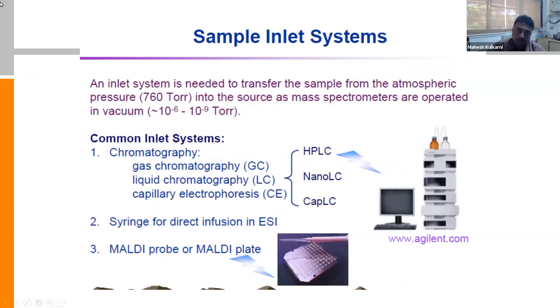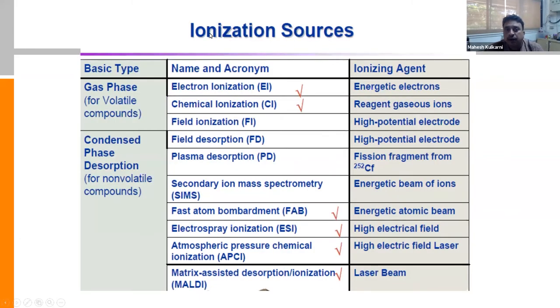In the inlet system, the inlet could be anything, like your HPLC, a nano LC, or a capillary LC. In the case of MALDI, it's a MALDI target plate. You can also use a syringe pump in the case of electrospray. These are different kinds of ion sources or ionization methods: electron ionization, chemical ionization, field desorption, and so on.